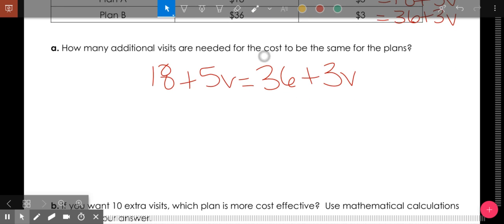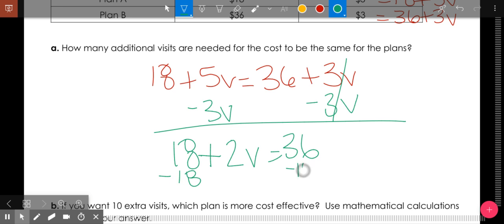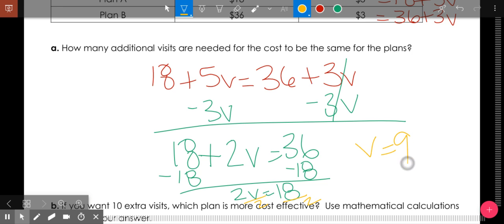And then we solve. Subtract 3V from both sides. Those cancel. We are left with 18 plus 2V equals 36. Subtract 18. You get 2V equals 18. And then your last step is to divide by 2. So you get V equals 9.